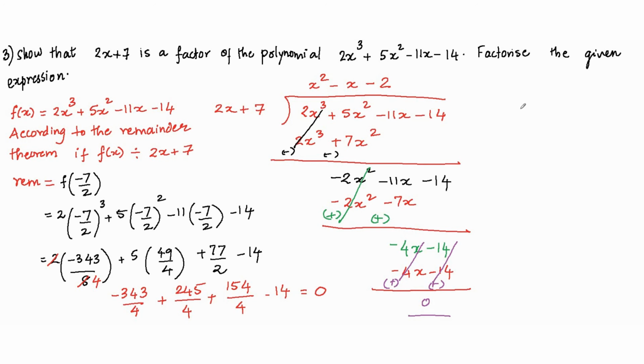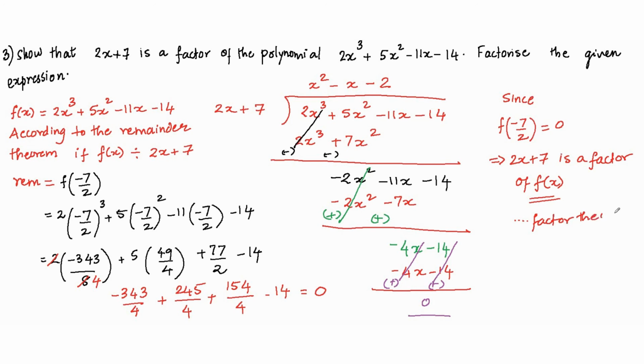So I can say that since f of minus 7 by 2 is 0, I can say that 2x plus 7 is a factor of the given polynomial, which is f of x, right? And this is according to the factor theorem. So this is how I prove that it is a factor.